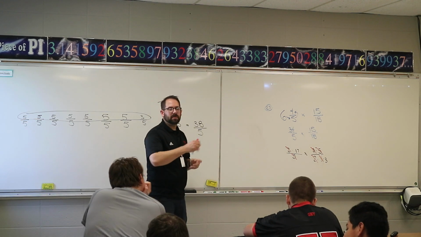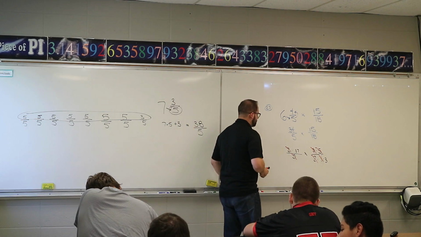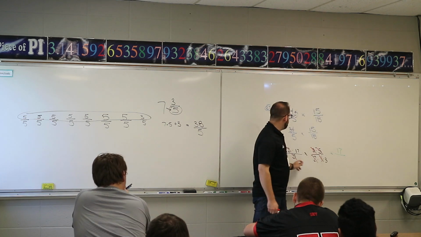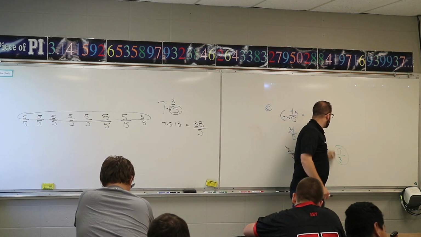And now my last step is just go straight across. So your final answer on this problem, if I go straight across, there's a 17 left on the top, and there is a 3 left on the bottom, and that is technically the answer I'm looking for.